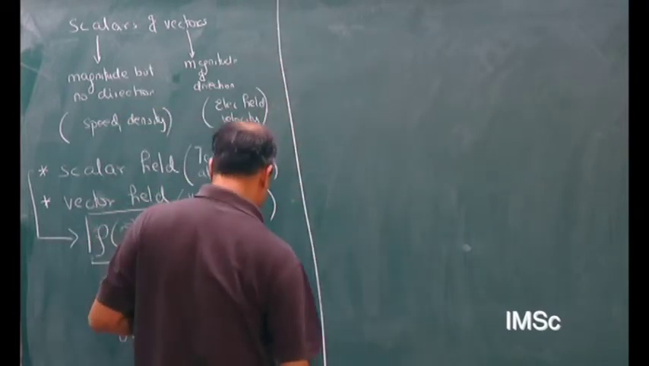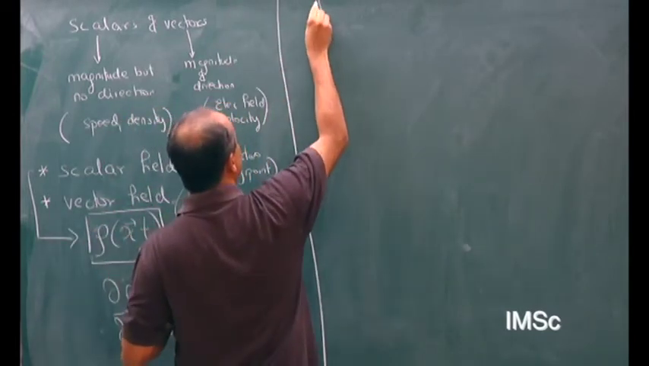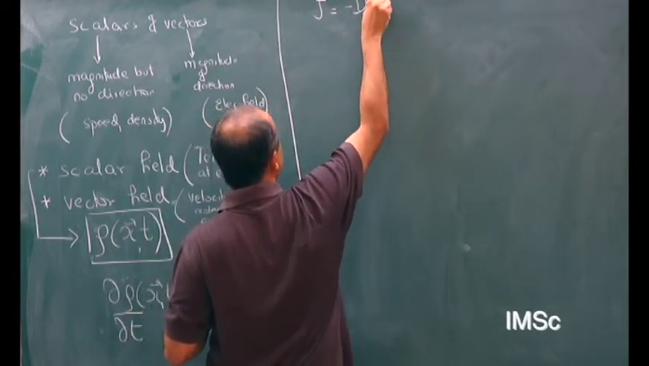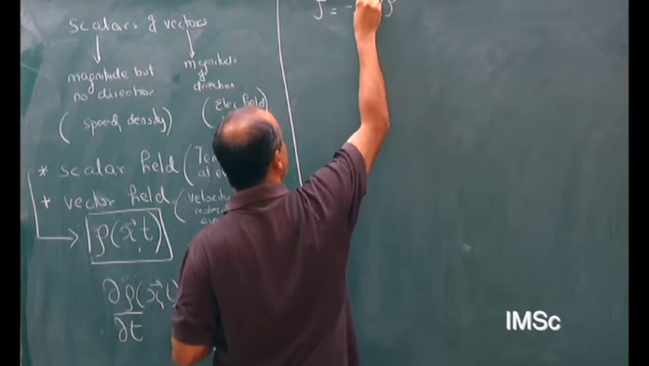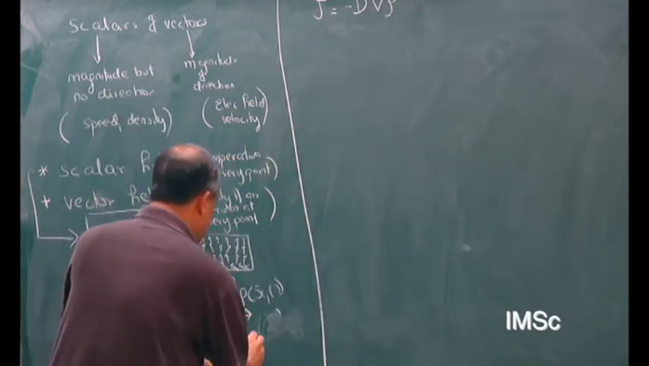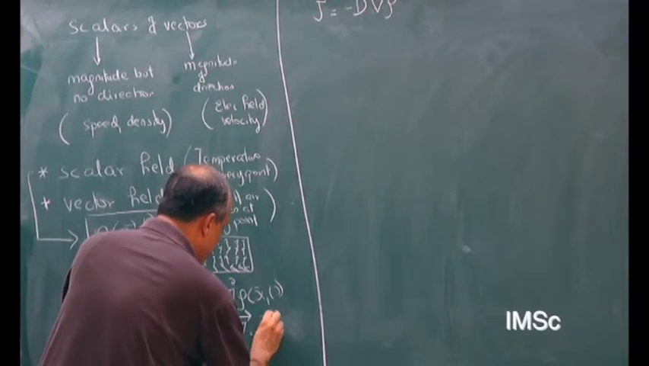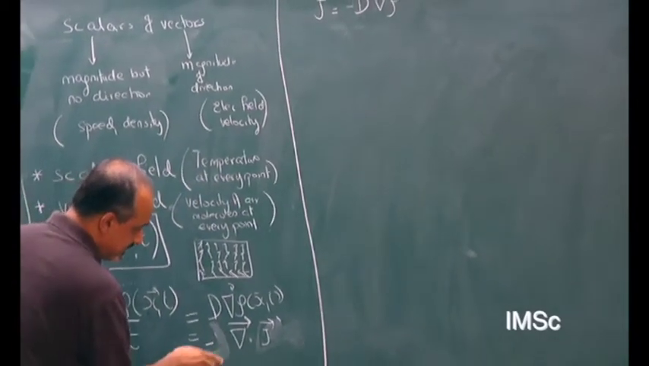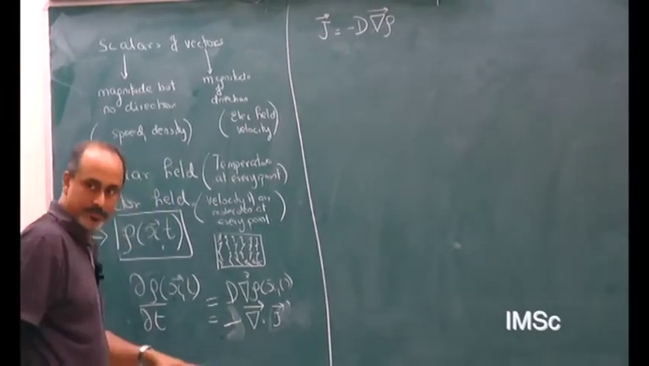Let me just make one more step before that. If I write the vector j to be minus D times this operator, which I haven't told you about yet, times grad of rho, then this becomes D times del dot j with a minus sign, and I won't even have this D here. It's just a minus sign times del dot j.